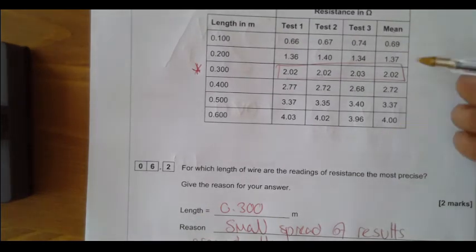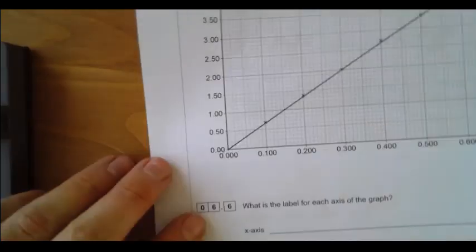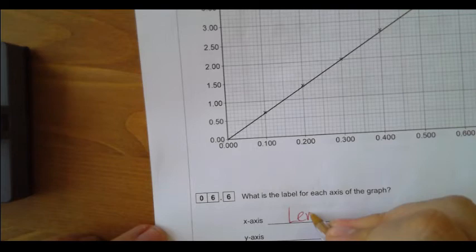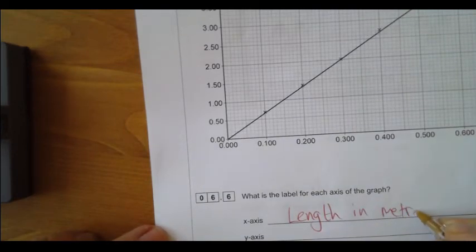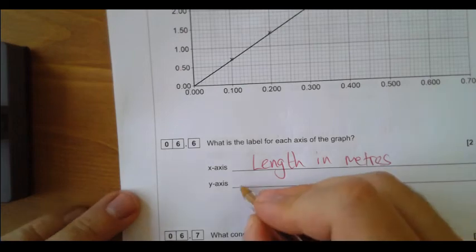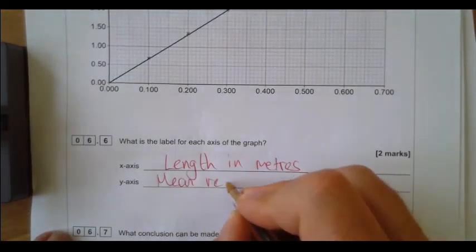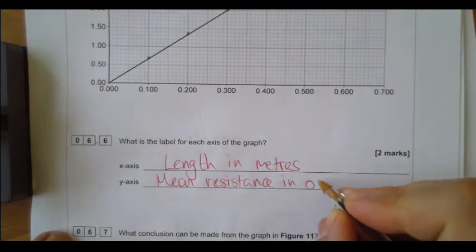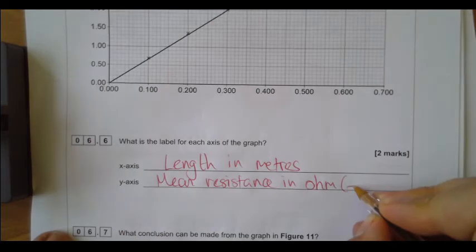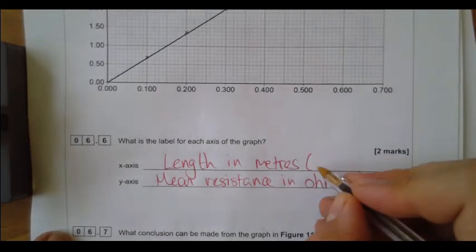So x-axis, length in meters, and y-axis will be mean resistance in ohms. So that's the symbol for ohms there. It's important to put your units in as well, so you would not get the mark if you didn't use the units. What conclusion can be made from the graph in figure 11?